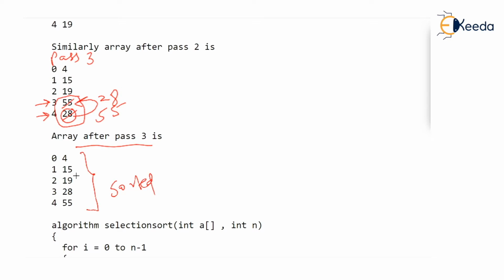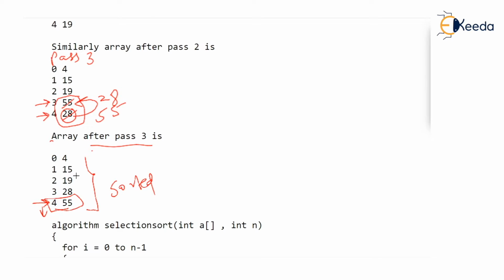Now tell me, are you going to go for pass 4? Silly it will be. Why? Can you start pass 4? In pass 4, you will say, I will select minimum from 4 to what? There is only one element left out, isn't it? So third pass is the last pass.